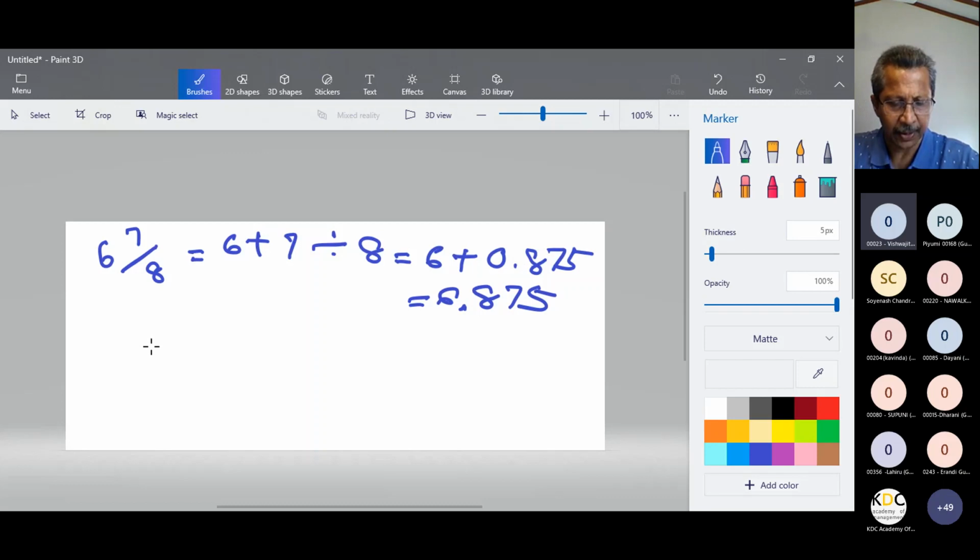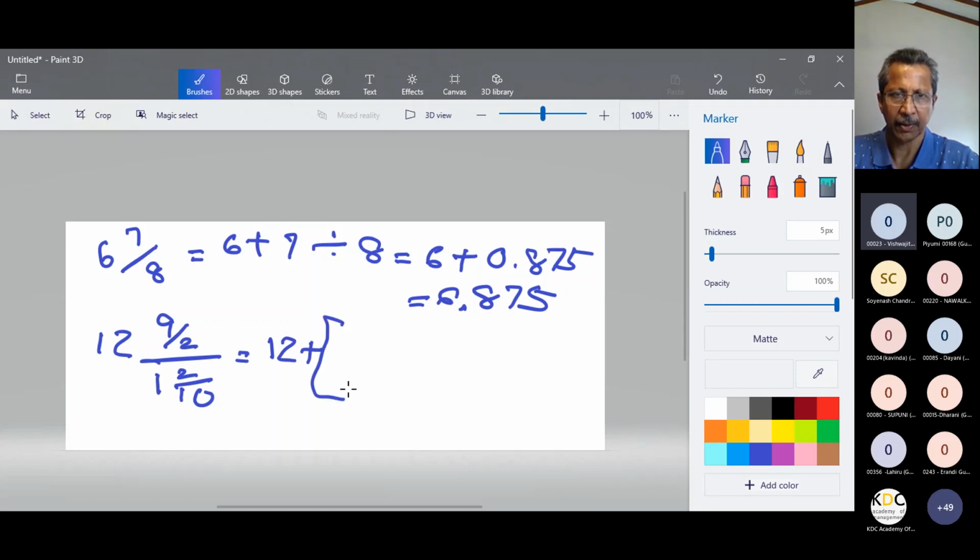This is the 12, 9 divided by 2, 1, 2 divided by 10. Okay. It is equal to 12. Then we'll put the bracket, right? 9 divided by 2. We have 1 plus 2 divided by 10.